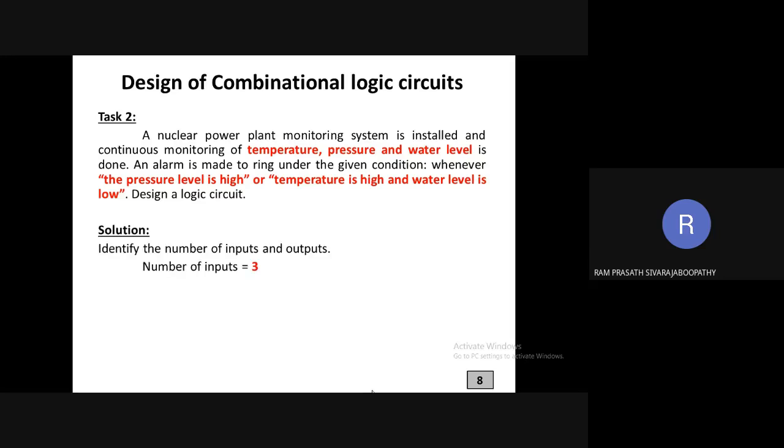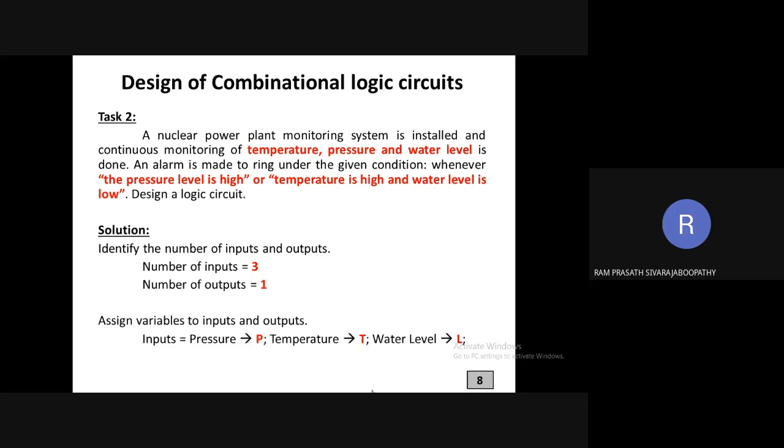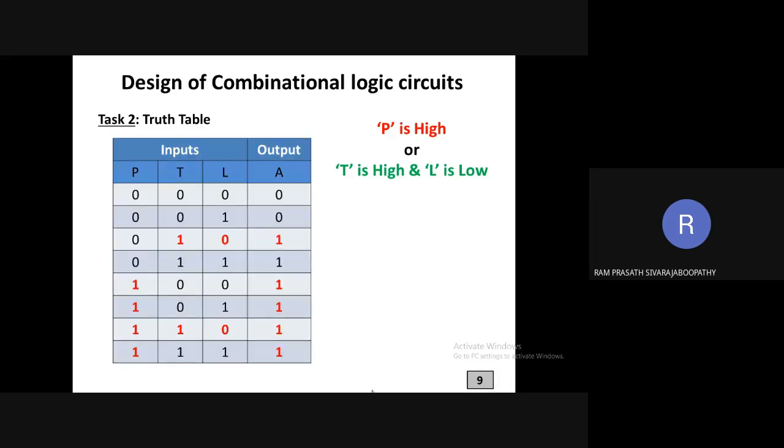How many outputs are we having? 1 output. So temperature, pressure, and water level are the inputs, and the alarm is my output. I am going to assign variables: pressure as P, temperature T, water level L. Then output alarm I am assigning A. Fine. So here is the truth table. P is high or T is high and L is low. This is what we have given with the statement. It must be like this.